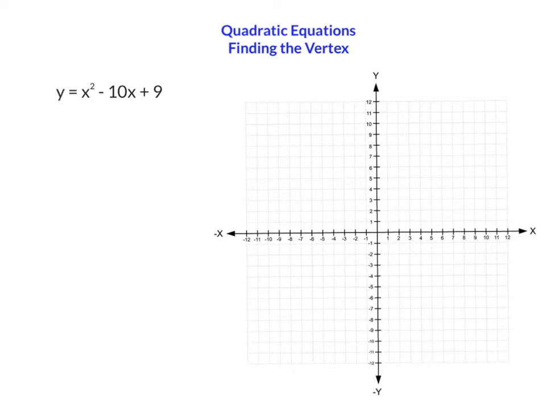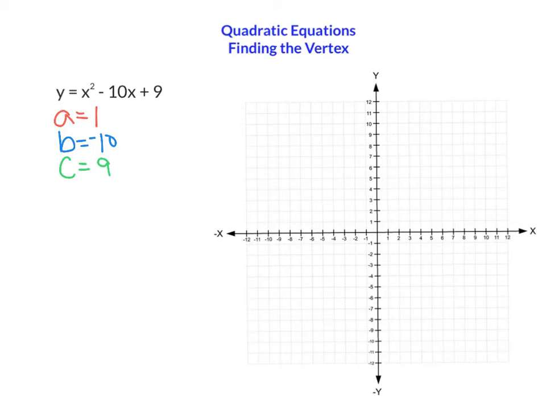We're going to look at quadratic equations and finding the vertex of those equations today. So in my first problem here, I'm going to start by labeling my A, my B, and my C. So my A is 1, my B is -10, and my C is 9. So I need that information in order to help me.